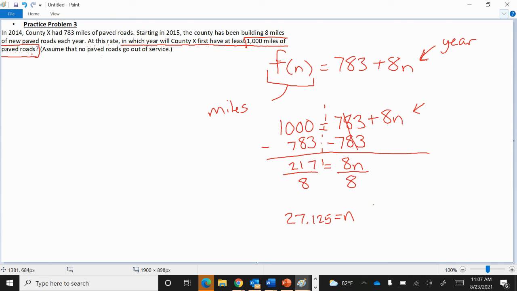But we can really only count in full years. So, since it will take another full year to get at least 1,000 roads, while this is the exact answer, it will take at least 28 years in order for us to have 1,000 roads in County X. If we want to figure out what year that is, we take 2014 and we add on that 28, and we find that in the year 2042 is when we will have 1,000 miles of road.